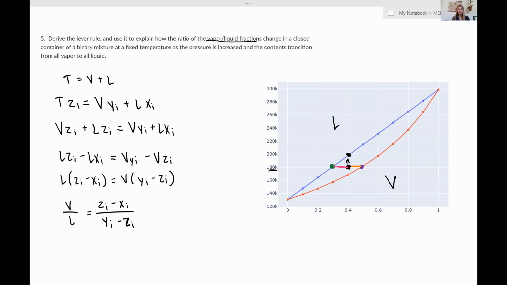So hopefully you can understand why this is called the lever rule, because these lines sort of move like a lever when our pressure changes, or you can kind of think of it like a teeter-totter on a playground. So as our vapor is increasing, liquid is decreasing. As liquid increases, vapor decreases.